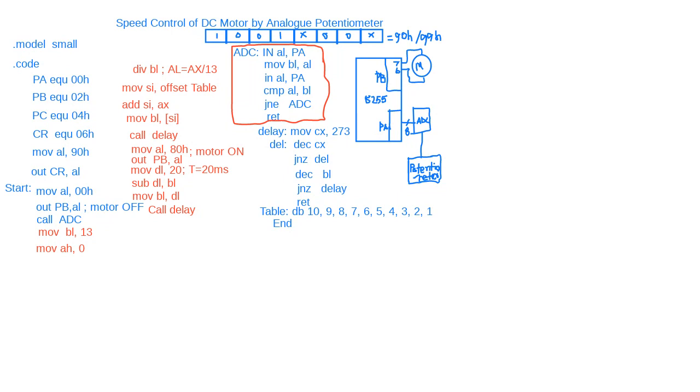Clear? So this is the simple way. This is the program to control the speed of a DC motor by an analog potentiometer. Hopefully it is clear, right? This is our delay subprogram. Any questions you have here?